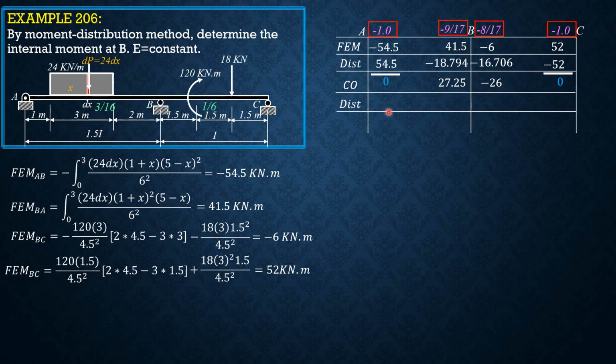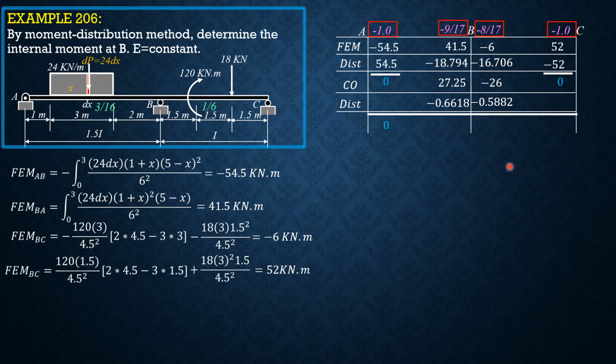So these are the new unbalanced moments at B, and the net unbalanced moment would be the sum of these moments here. So distribute. Quantity 27.25 minus 26 times negative 9 over 17, put it here, is equal to negative 0.6618. Then quantity 27.25 minus 26 times negative 8 over 17, put it here, negative 0.5882. Since we cannot carry over half of these values to the ends of the member, and the ends of the member have been locked already and finalized, no moment can be carried over to joint B anymore. So that means we have to lock joint B finally.